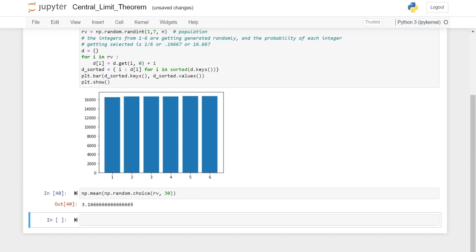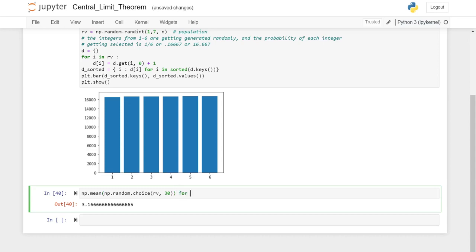But the majority of the samples will give us a mean of 3.5. Some will be much less than 3.5, some will be much more than 3.5. Some will be slightly more than 3.5, some slightly less. But the majority of them will be very close to 3.5. So what will we do now? We have taken only one sample. Let us increase the number of samples.